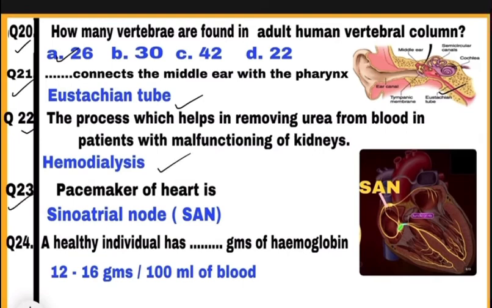23. Pacemaker of the heart is the sinoatrial node or SA node. 24. A healthy individual has dash grams of hemoglobin. A healthy individual has 12 to 16 grams of hemoglobin per 100 milliliters of blood.